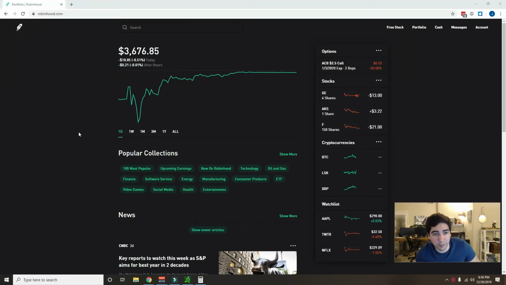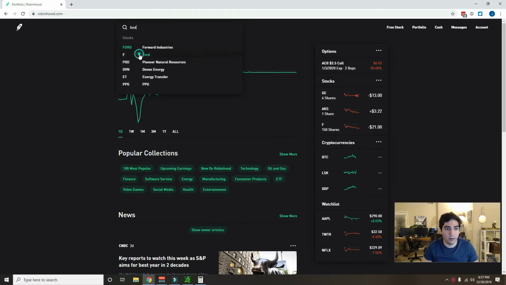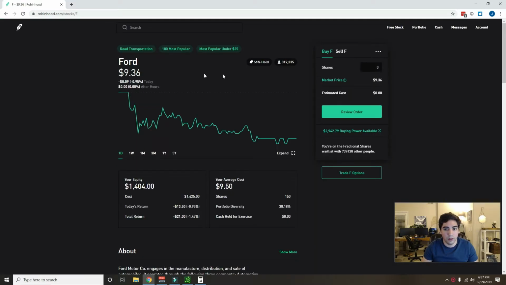All right, I'm going to explain put options as quickly and coherently as possible. So a put option, let's just look at a stock in Robinhood. Let's go Ford. There are two types of options: put options and call options. I'm just explaining put options right now.